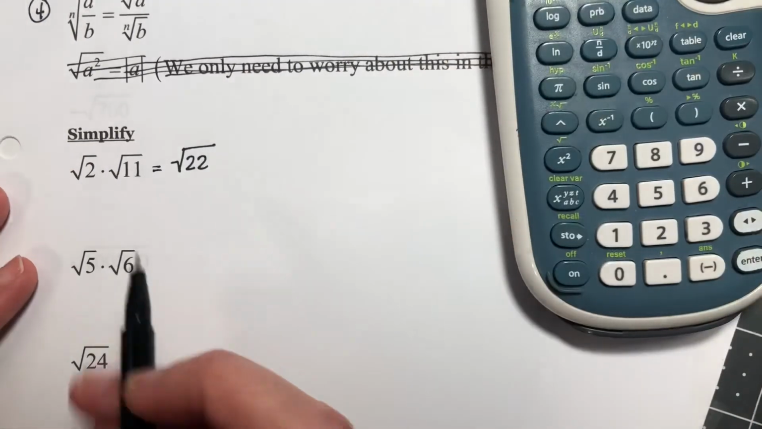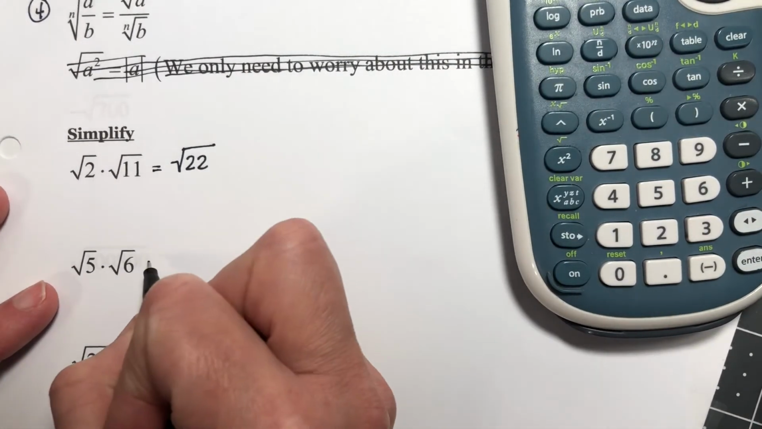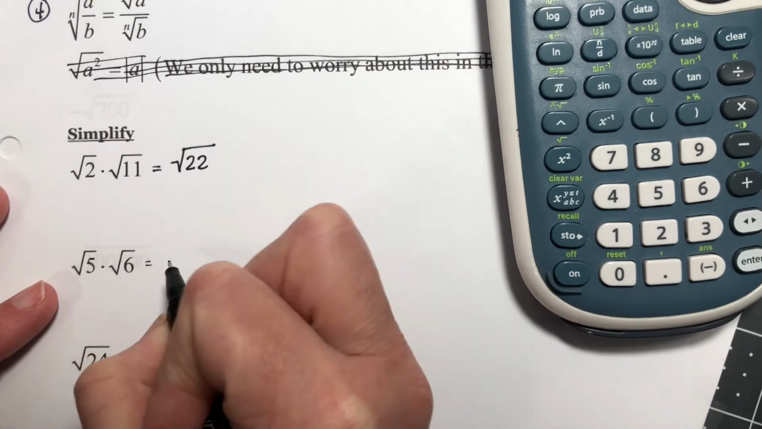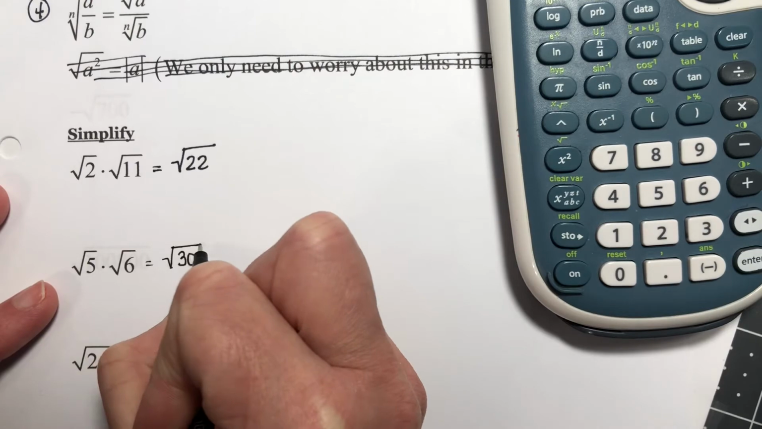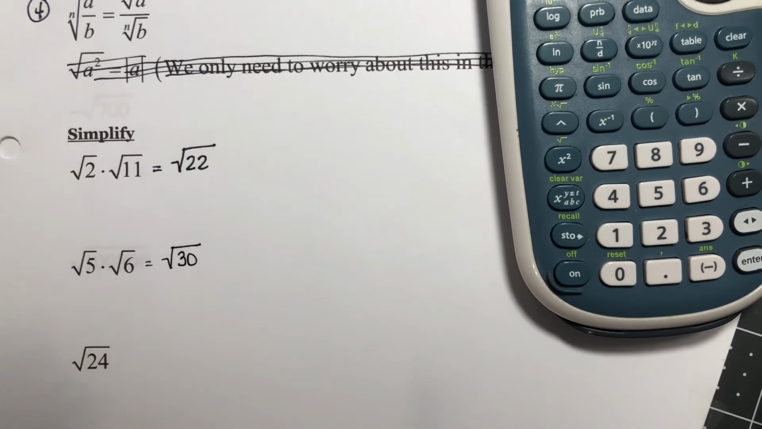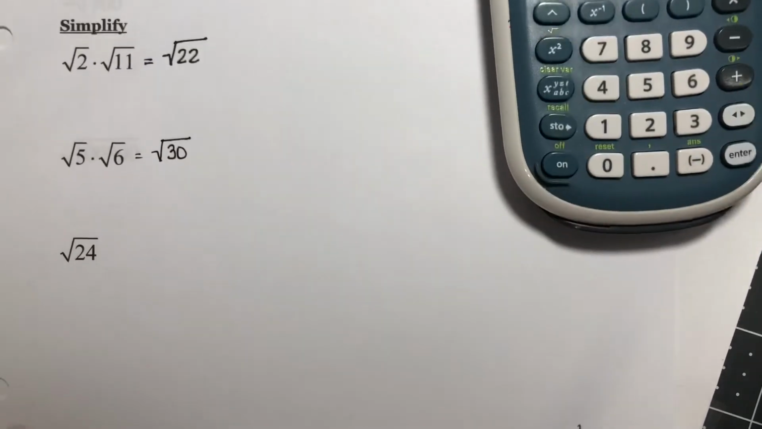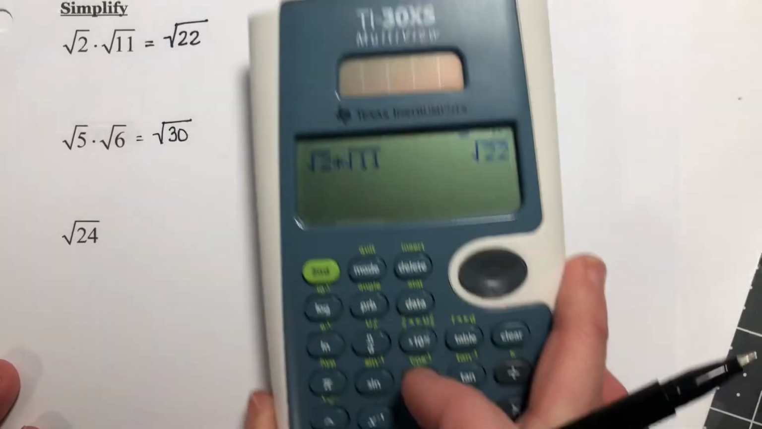Okay, so let's try the square root of 5 times the square root of 6. They're both square roots, so I can multiply underneath, and I get the square root of 30. Now, generally speaking, I would need to see if the square root of 30 simplified any further. It does not. We have not gone that far yet. Okay. Now let's just simplify the square root of 24. It's only a single square root, so it looks pretty simple.